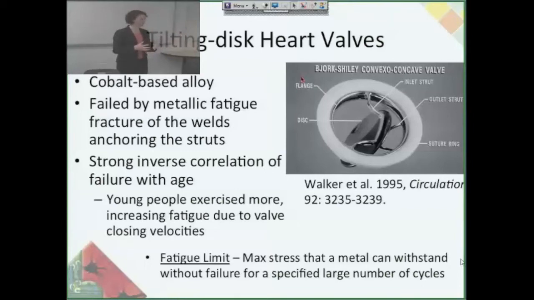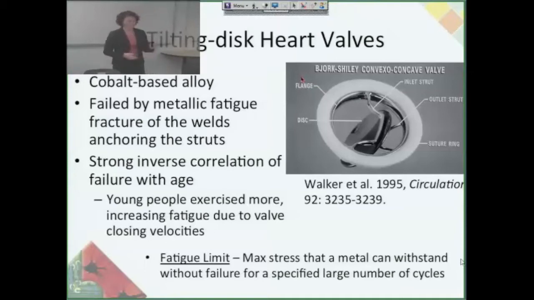It was designed very well, but what they didn't count on was young people exercising more than older people. Of course, your cardiac output goes up when you exercise. The valve closing velocities went up a lot higher than they realized, and the fatigue properties were different. So it actually had a very strong inverse correlation of failure with age. It failed a lot more in younger people than in older people, which is oftentimes opposite for biomaterials.